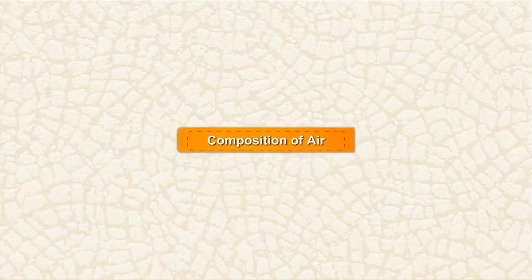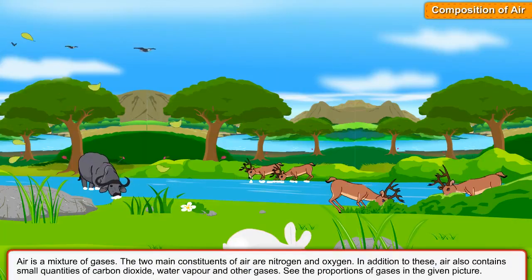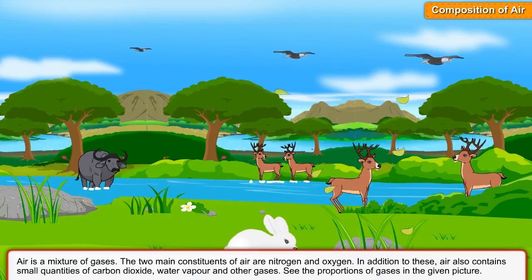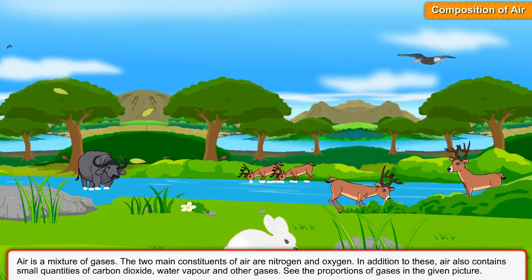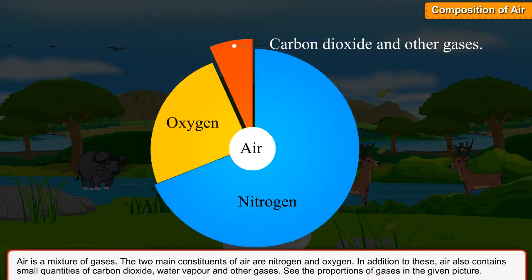Composition of air. Air is a mixture of gases. The 2 main constituents of air are nitrogen and oxygen. In addition to these, air also contains small quantities of carbon dioxide, water vapor, and other gases. See the proportions of gases in the given picture.